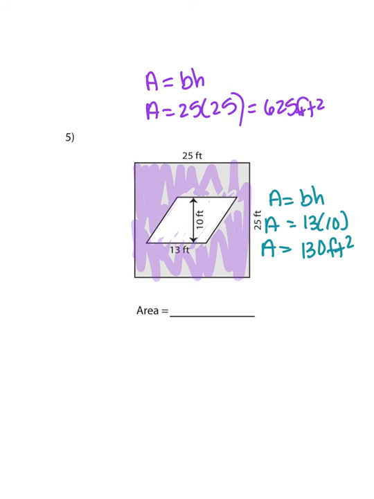So the parallelogram in here is 130 square feet, and I need to subtract it from the area of the square. And when I do 625 minus 130, I'm going to get 495. So the area of the shaded region is 495 square feet.